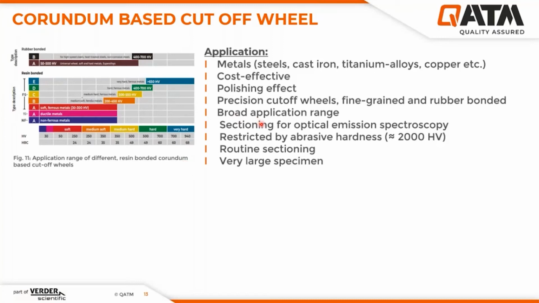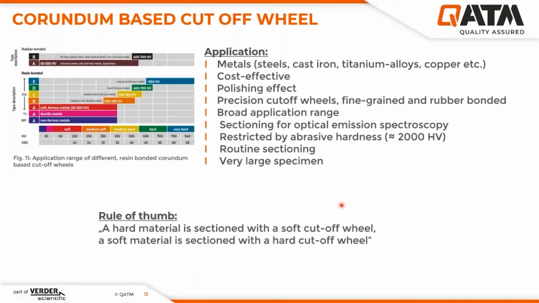And depending on the type of binder, we have very different application ranges because the abrasive, of course, is the same, and the abrasive hardness of 2000 HV, of course, restricts the application range of corundum, which explains why we use cubic boron nitride and diamond as abrasives. Another advantage of the corundum-based cutoff wheel is that you can make them very big very easily, and therefore large specimens are also often sectioned while using corundum as an abrasive.